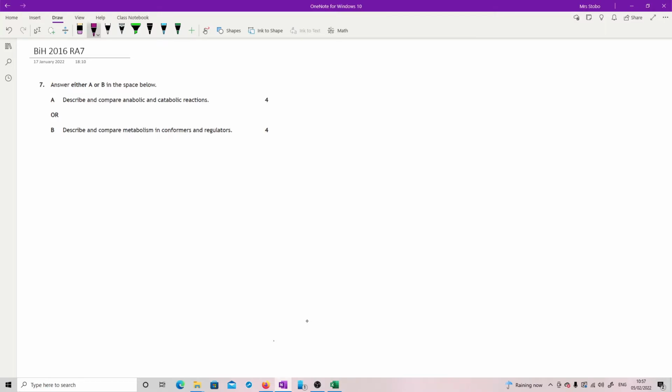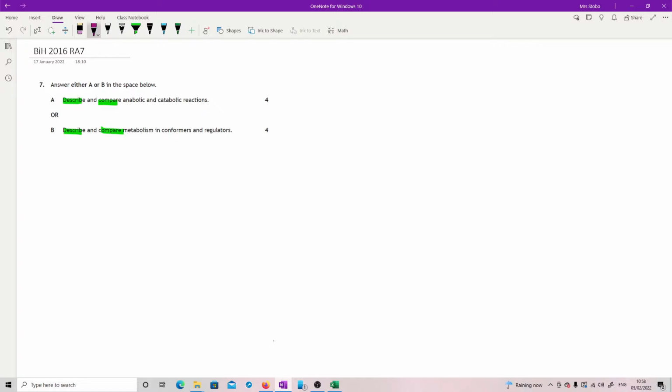Question 7 is your 4-marker choice. Okay, we have either describe and compare anabolic and catabolic reactions, or describe and compare metabolism in conformers and regulators. So for both of these, you have an extremely clear statement of what you have to do. You describe these two things and then you compare them. And in the bottom one, you describe those two things and then you compare them. So there really isn't much of a question about how you go about these, I don't think.